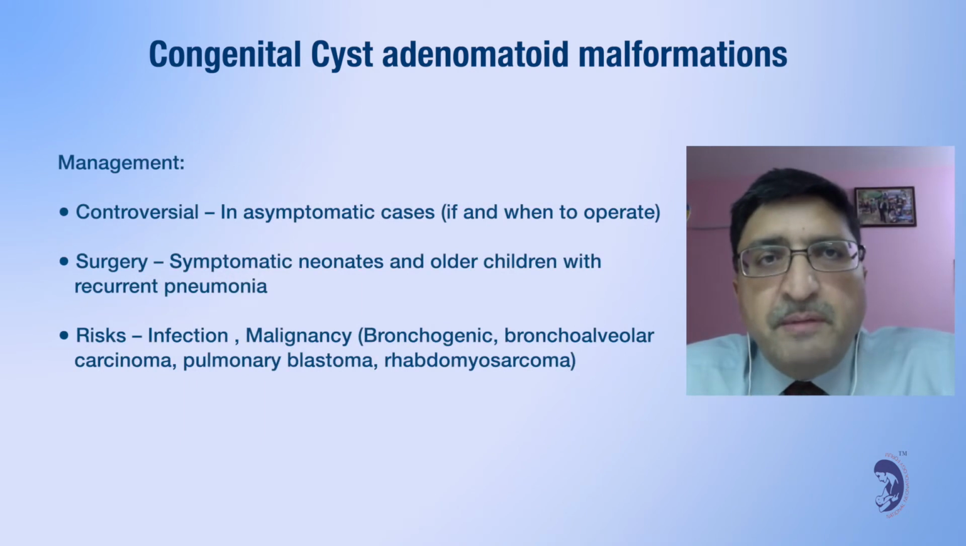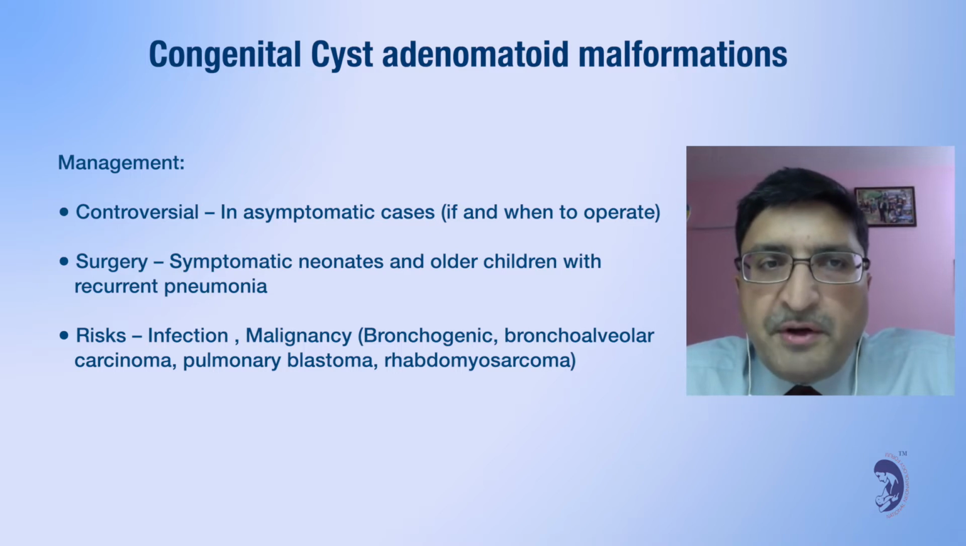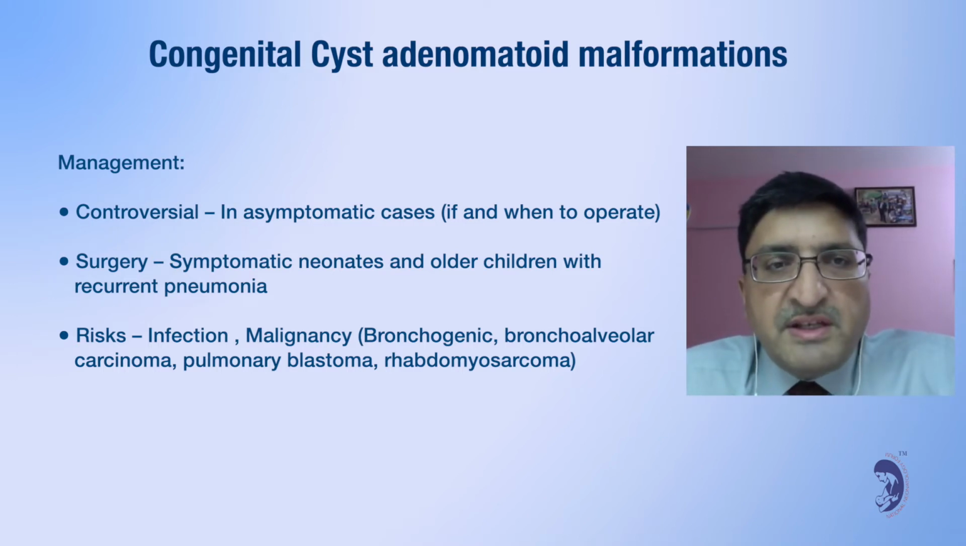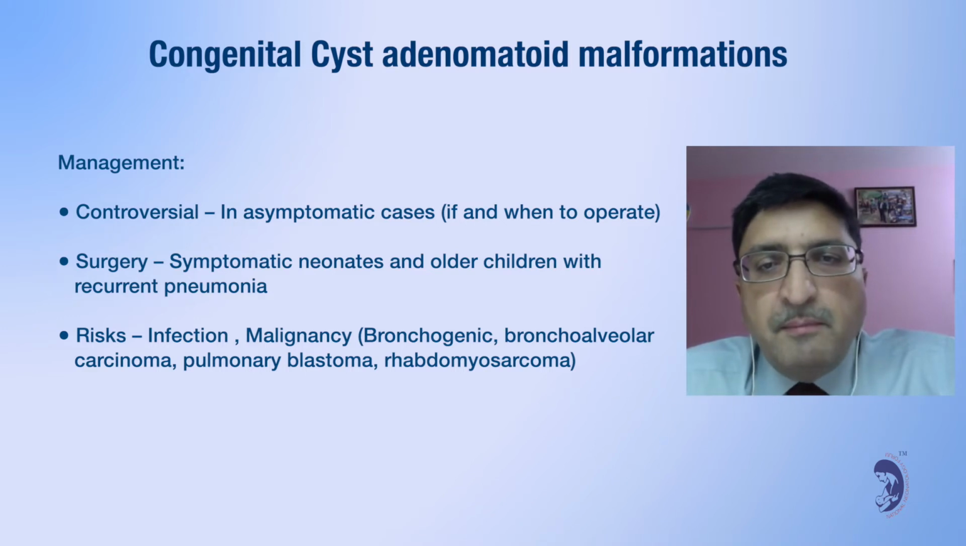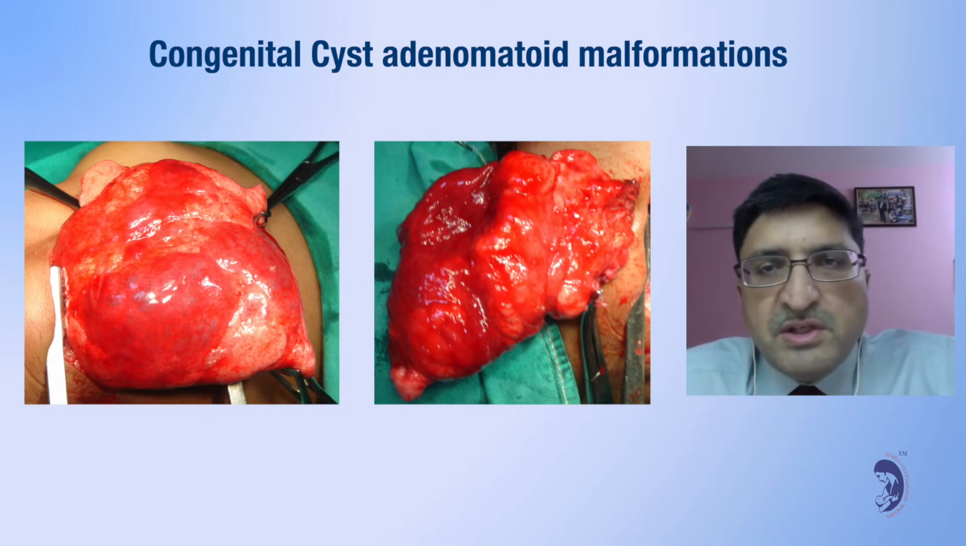So when we come to the management of CCAM, it is controversial in asymptomatic cases, as in, do they need to be operated? And if they do, when do they need to be operated? We won't go into those controversies at the moment. Surgery is definitely required for symptomatic neonates and in older children who present with complications like recurrent pneumonia. The risks of CCAM may be infection and malignancy. This is the clinical image showing a thoracotomy where there was a large macrocystic lesion. This was a CCAM. Again, this is another view of the same patient.